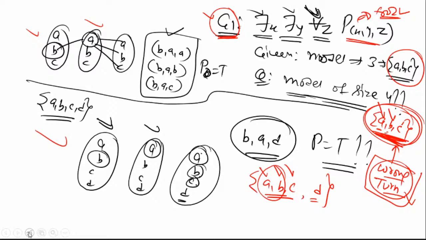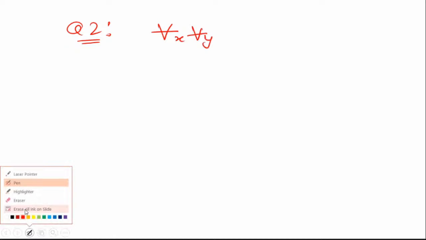Is it clear, Sabrina? Now let's take the next question. Question number 2. Before we take this question, let's take a very simple question. Question 2. This is basically a formula G1 given to you. That is, there exists x for all y, pxy. Very simple thing. This G1: there exists x for all y, pxy.